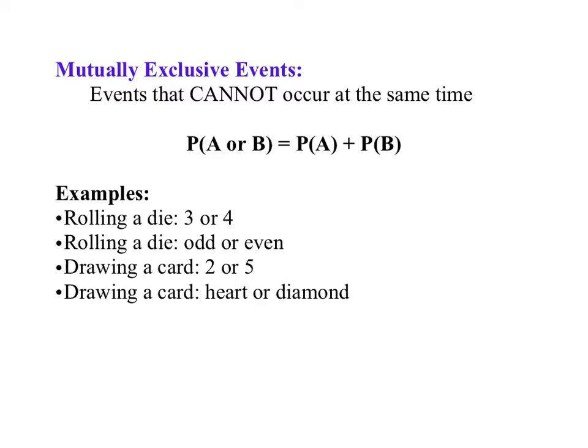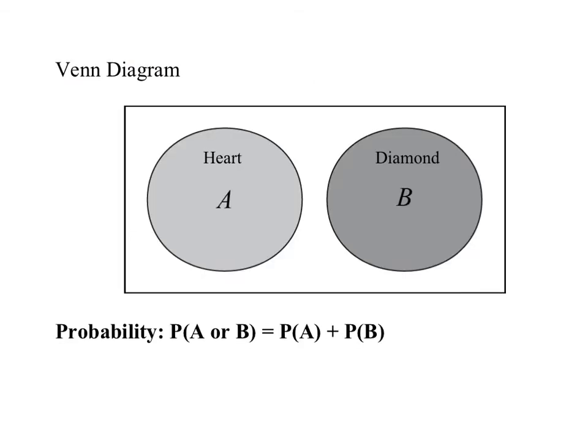Drawing a card out of a deck of cards, getting a 2 or a 5. Those are two separate events. They cannot occur at the same time. Or getting two different suits like heart or diamond, because you either have to have one suit or the other on one card. Here is a Venn diagram to illustrate the two events.